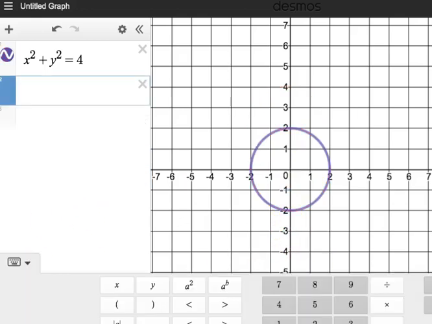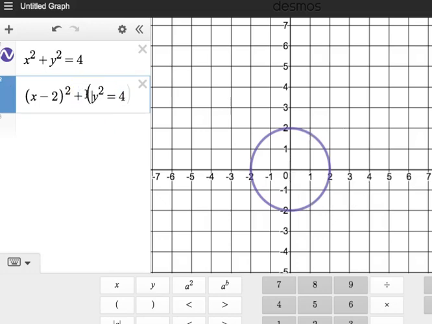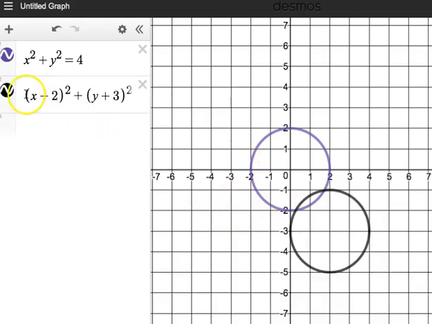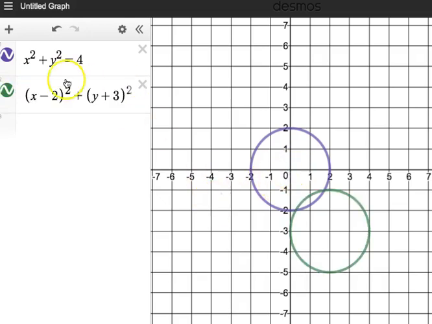Okay, now in this final activity we're going to translate sideways and up and down. So I'm just going to take this circle here with centre (0, 0), radius 2 units, and I'm going to shift it, let's say, 2 units to the right, and I'm going to shift it 3 units down. Might make that green. So x minus 2 shifts it 2 units to the right, so the centre is shifted 2 units to the right, and now the centre is also shifted 3 units down. That's why we've got the (y plus 3) squared.